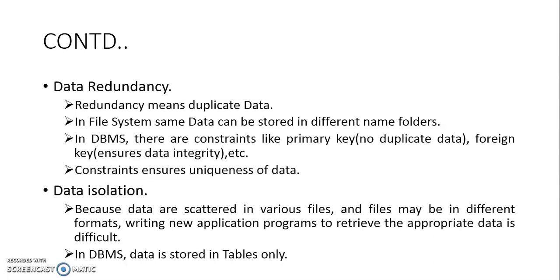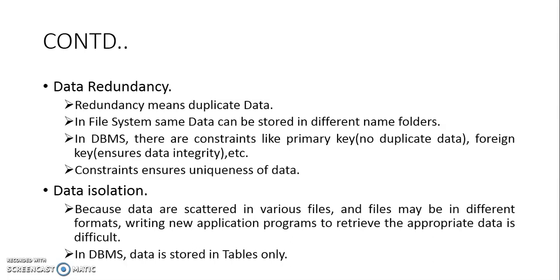Next is data isolation. In a file system the data is in various formats. The same data can be present in a tabular format, in PDF, in an HTML file, or in a text format. So the data can be scattered everywhere, and to access particular data you need a particular application which supports that file. Each time a different application will be needed to access the file. But in DBMS, as the data is stored in one particular format, that is a table format, there is no need to write a different application each time to access the data.